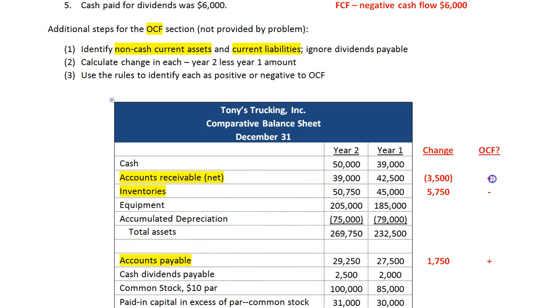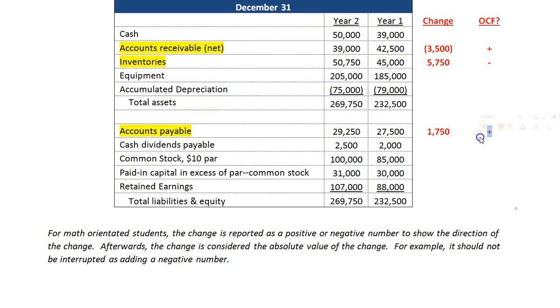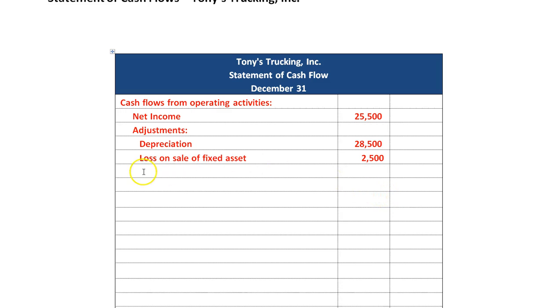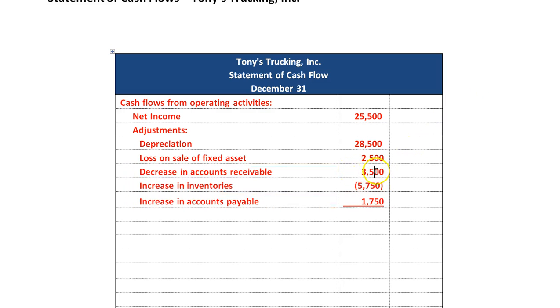Alright, the rest of it should be the comparative balance sheet. We're going to add 3,500 and subtract 5,750. And later we're going to add 1,750 for AP. So we should see those 3 next. These 3 are going to come from the comparative balance sheet, which we already discussed. This one's a decrease in accounts receivable, so we're going to add it back. The increase in inventories we're going to subtract out, and the increase in accounts payable we will add.